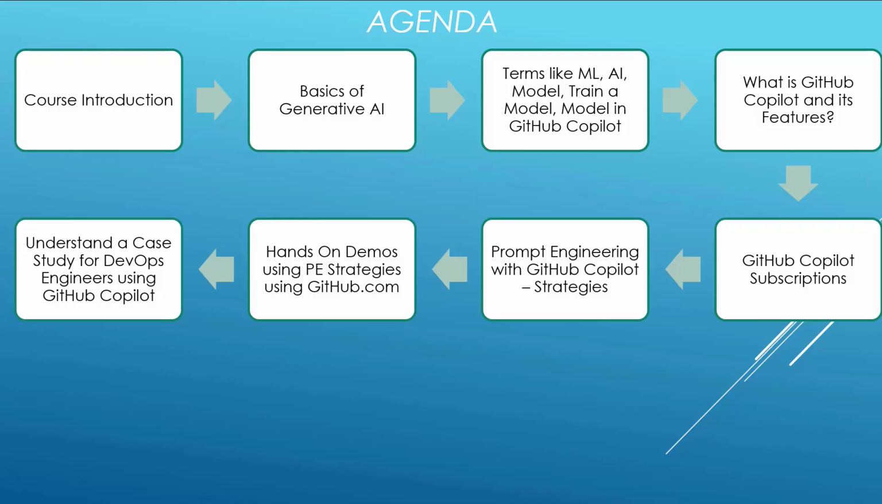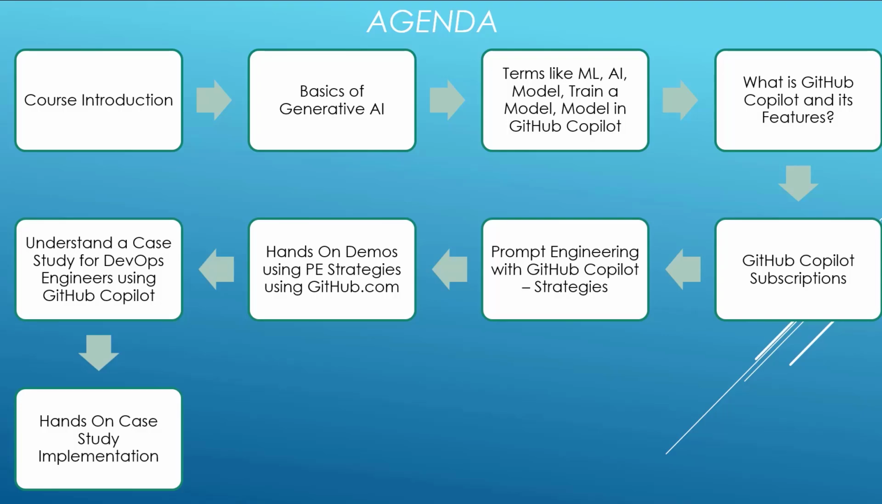This case study we will implement for DevOps engineers using GitHub Copilot. In this case study, first we will understand the case study where we will implement an end-to-end CI/CD pipeline with the help of GitHub Copilot. There will be a few prerequisites required for this case study, so we will understand those prerequisites. Once we have completed those prerequisites, we will do the hands-on implementation of this case study.